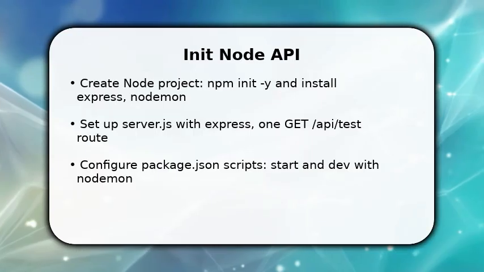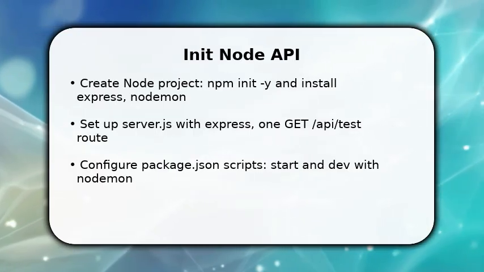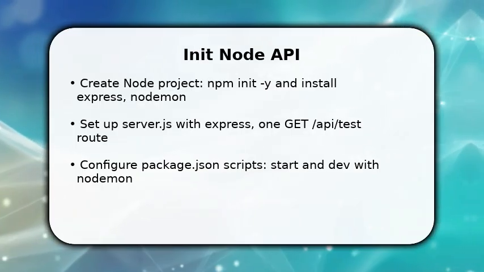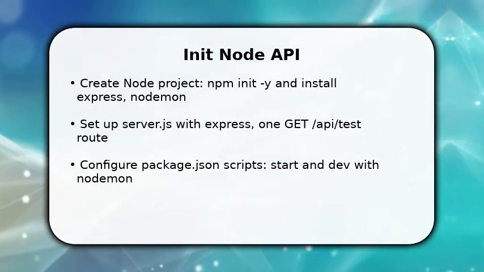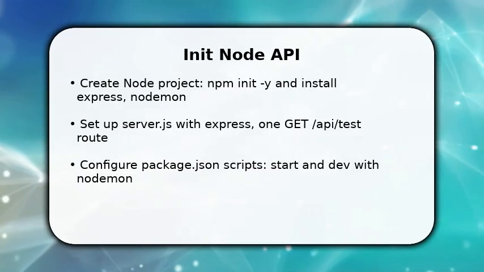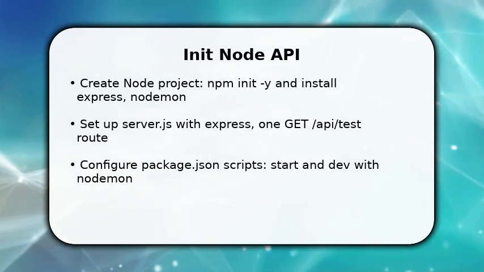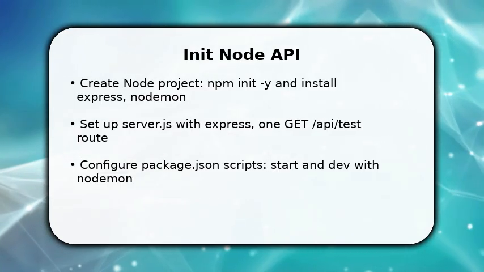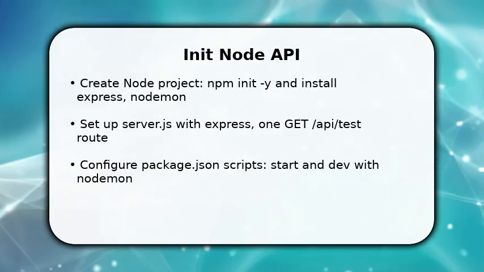You start by initializing a minimal Node API so React has something to talk to. Create the project, install Express and Nodemon, and add a simple GET /api/test route that returns JSON. Once done, run Nodemon so code reloads automatically while you develop. This lets you focus on the connection rather than restarts.